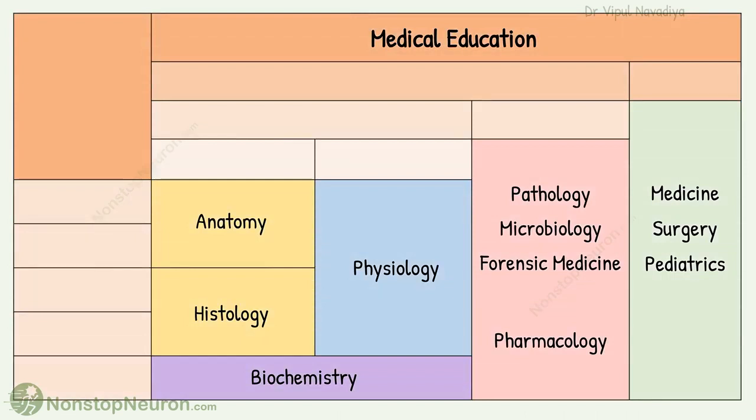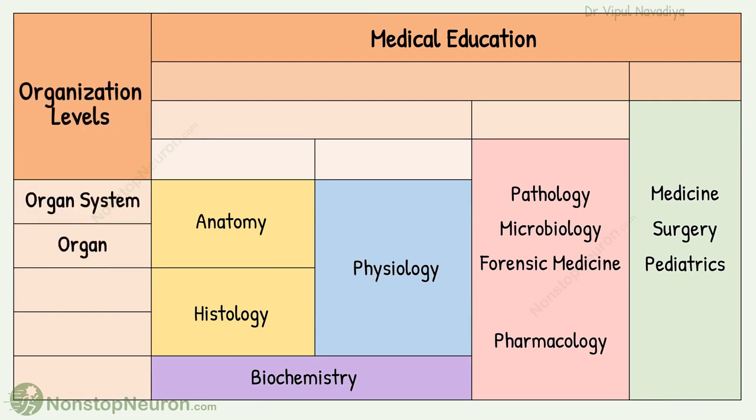Let me explain how all these subjects are arranged. The structural organization of our body includes these levels: organ systems, organs, tissues, cells, and molecules. Now, when it comes to treating a patient, broadly there are two aspects that you need to learn: the theoretical part and the practical part.